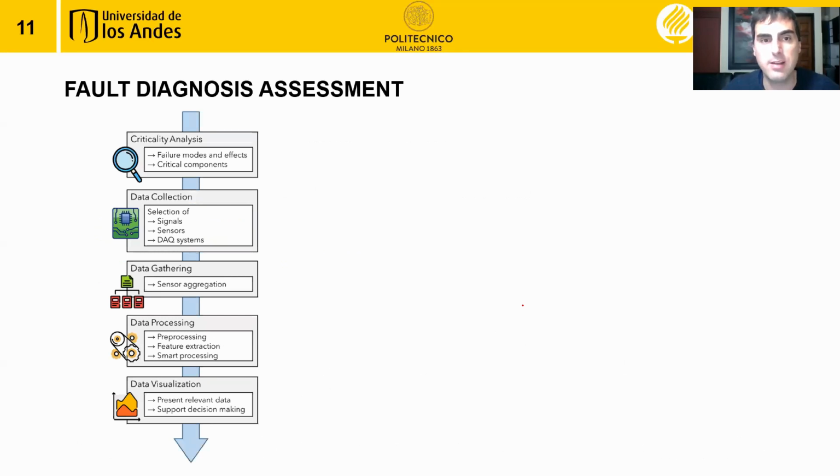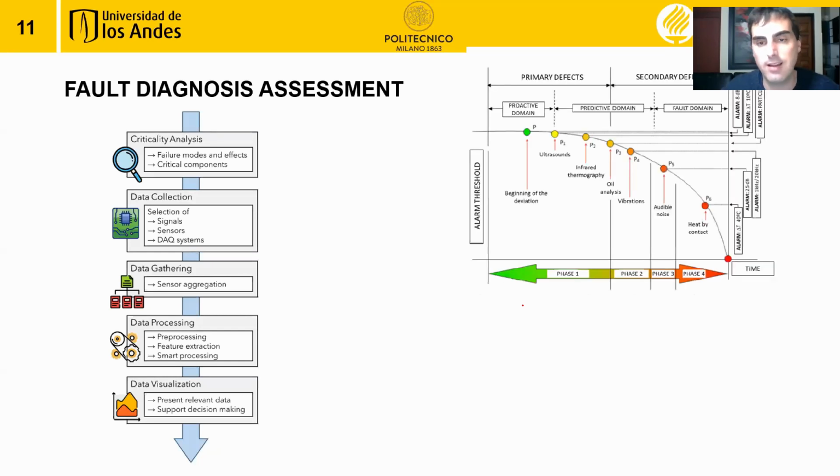On the other side, we also need to apply the workflow for solving a fault diagnosis assessment problem. Here we have a criticality analysis, in which we want to identify the failure modes of an equipment and the critical components to which to apply fault diagnosis assessment. Then we have the collection of data, and this also involves the selection of which sensors we utilize. For example, we can have a vibration sensor, a temperature sensor, and so on.